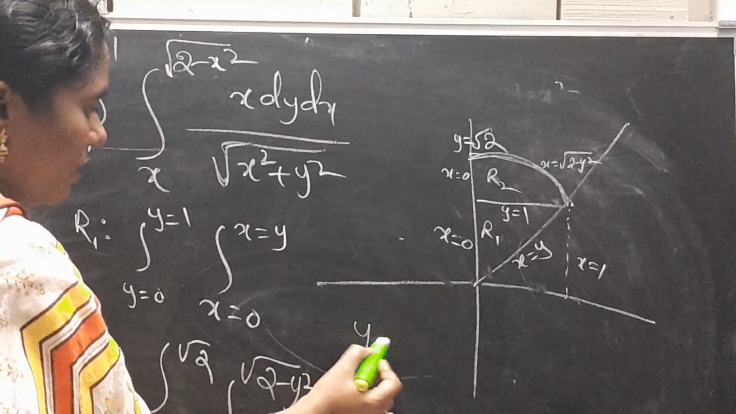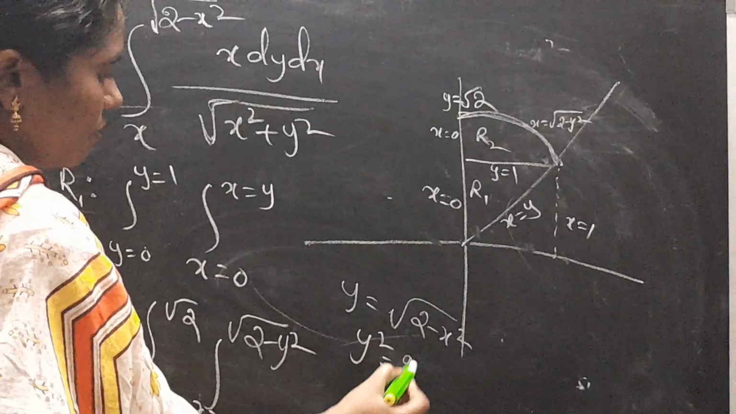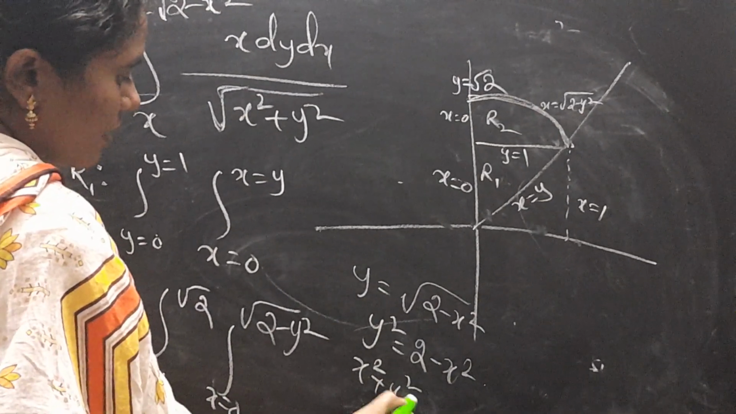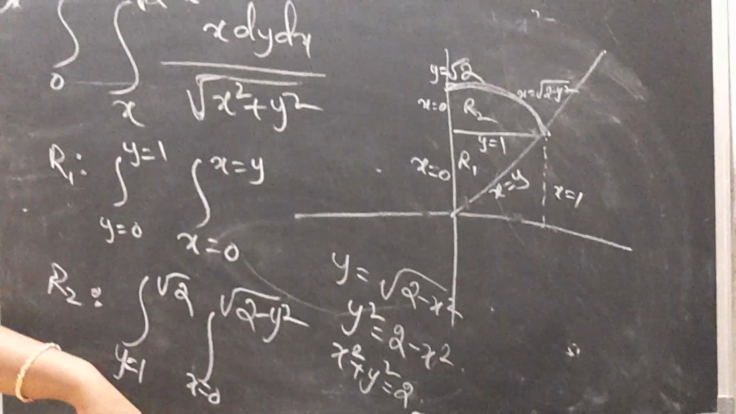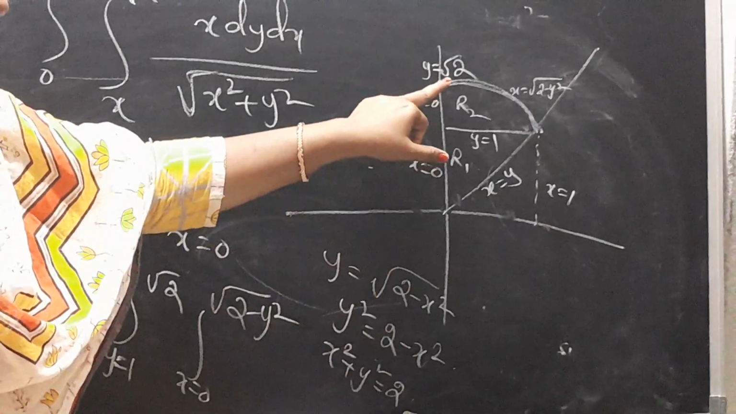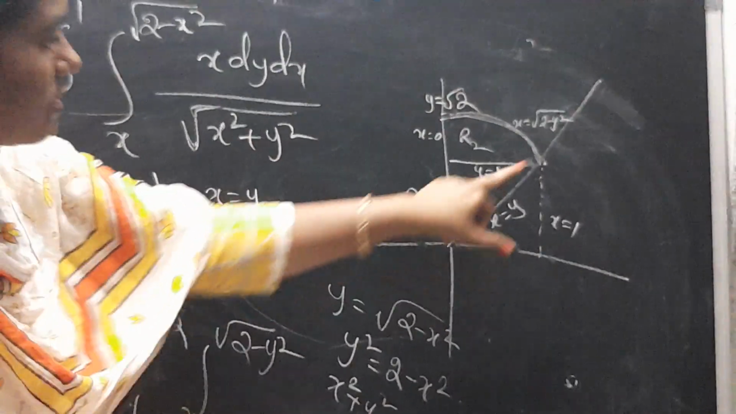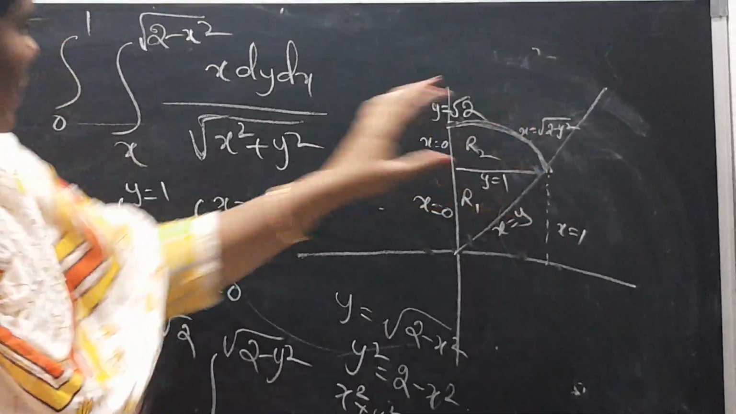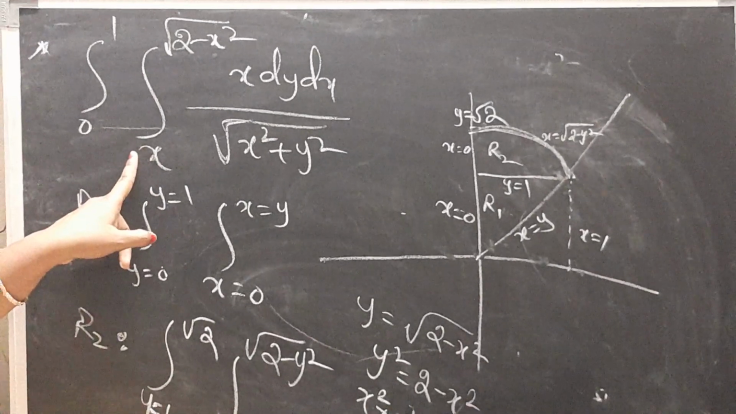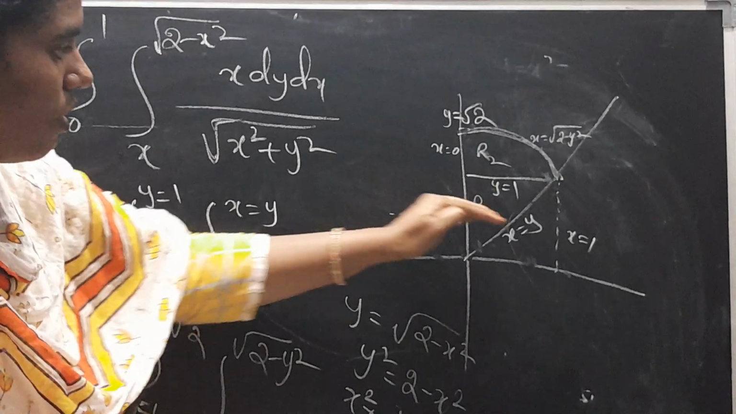If you solve it, y equal to under root of 2 minus x square, that is y square equal to 2 minus x square. So x square plus y square equal to 2. This is the circle. In this circle we have considered one quarter part. So this is the region of integration, and here y equal to x is given, which means a vertical strip is given. So you have to convert it to a horizontal strip.